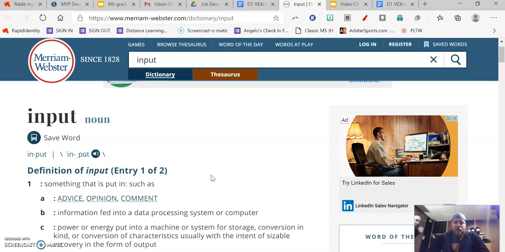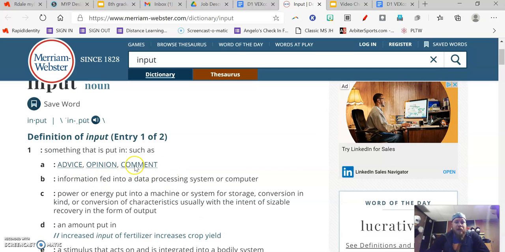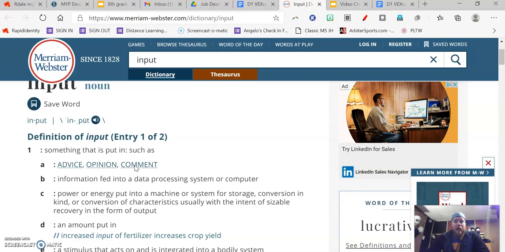Remember always when you are coming up with definitions, consider the context. Our context is computers and computer programming. If I look through the definition of input here, I see advice, opinion, comment. That's probably not the input I'm looking for. That doesn't really have anything to do with computers and computer programming. Definition B says information fed into a data processing system or a computer. That sounds like the definition that I want. So, information that goes into a computer. The information that goes into a system.